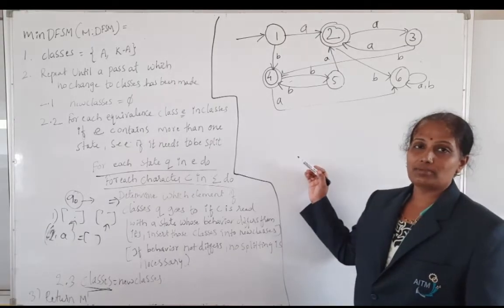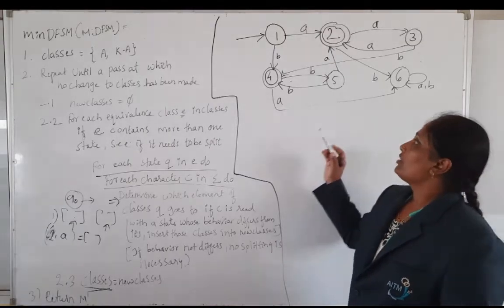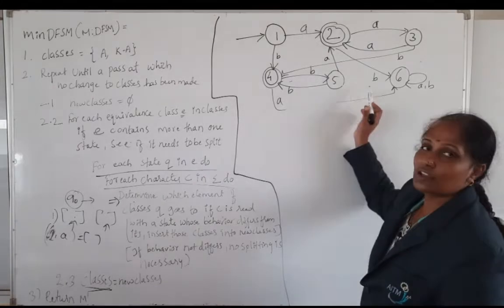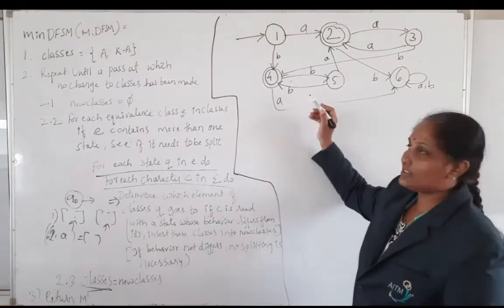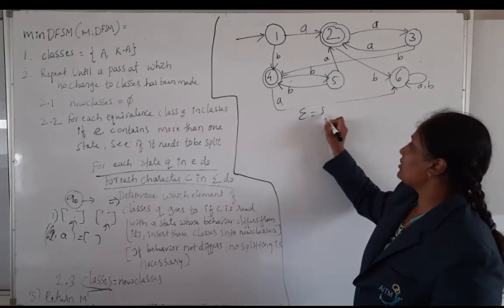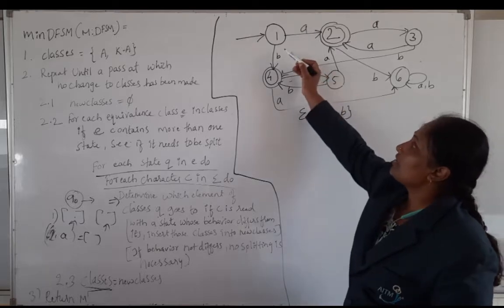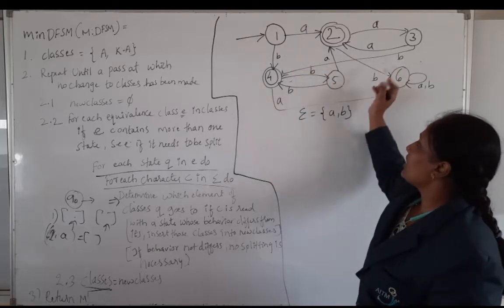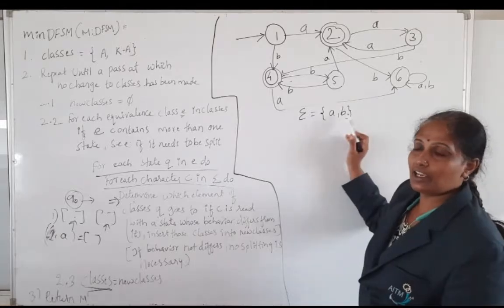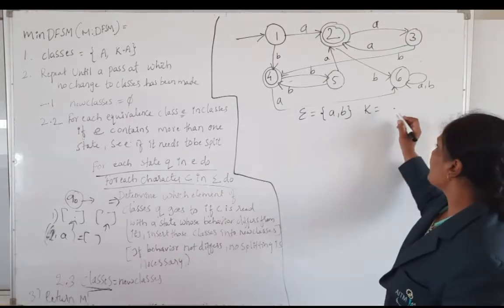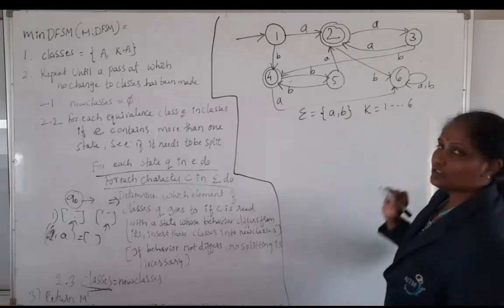Take one example for this MinDFSM. Here this is a given DFSM which has 6 states and 2 alphabet symbols. The alphabet set contains A and B. Check out, there is a transition from each of the states for these alphabets A and B. And how many states do I have? 6 states. So 1 to 6 are the states.